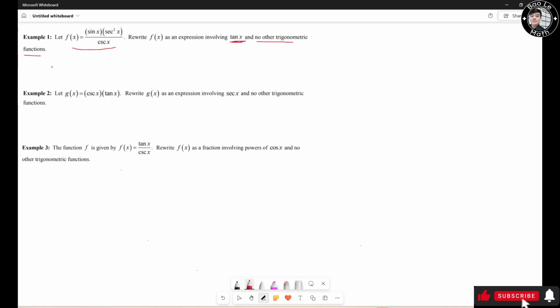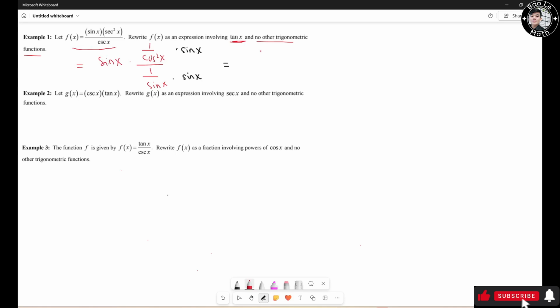Alright, so we have f of s equals sine s times secant square of s over cosecant s, right? So this is the same thing as sine s times secant square of s, which is going to be 1 over cosine square of s, divided by 1 over sine s, right? Now you're going to multiply the top and bottom by sine s.